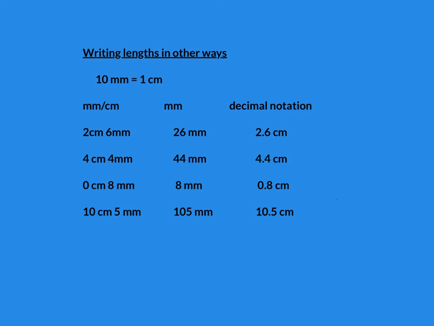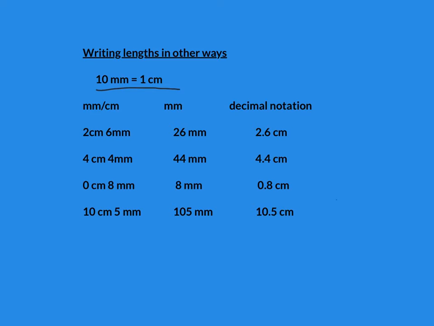Okay, so now we're going to look at writing lengths in other ways, and just to begin, very simple fact, 10 millimetres equals 1 centimetre. Okay, and you'll know from using a ruler that a centimetre is a small unit of measurement and a millimetre is very, very small.